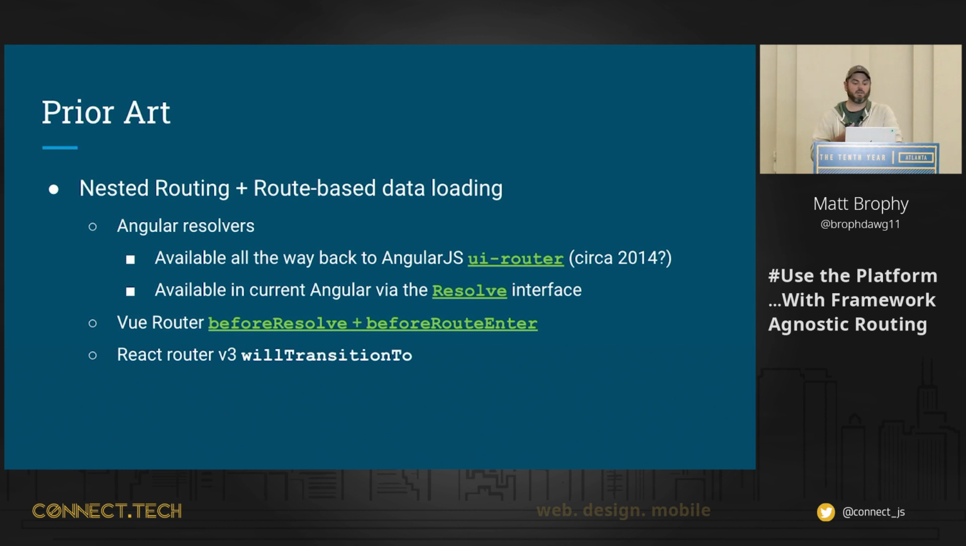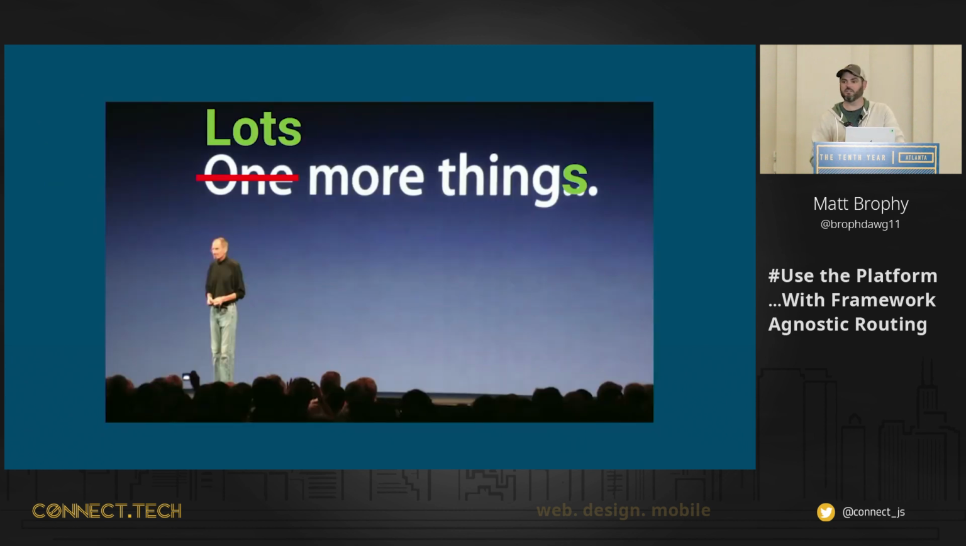So in React Router v3 actually, and I never used this, so I don't know anything about it, but it had a willTransition hook that I think allowed you to do something similar to this. So by no means are we trying to say we came up with this new novel thing for loading data before you go to your route. But I think we have a lot of other things that we've added onto this that make this really cool.